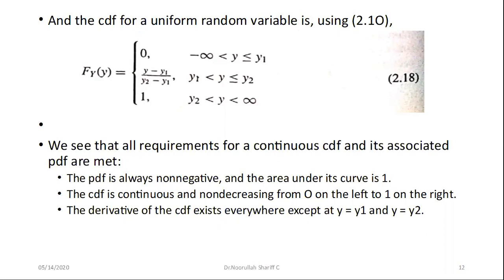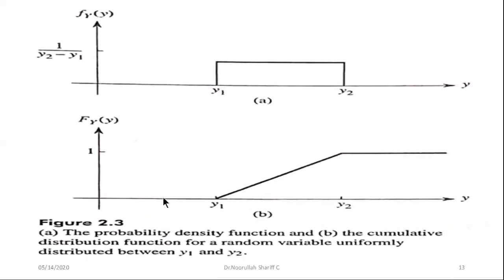That is, the PDF is always non-negative and the area under the curve is 1. The CDF is continuous and non-decreasing from 0 on the left to 1 on the right. So the CDF will be 0 till this point, then slowly it is increasing, it is not decreasing at all, and then it will remain constant. The value of the CDF can never be like this. It should always be like this. Okay.